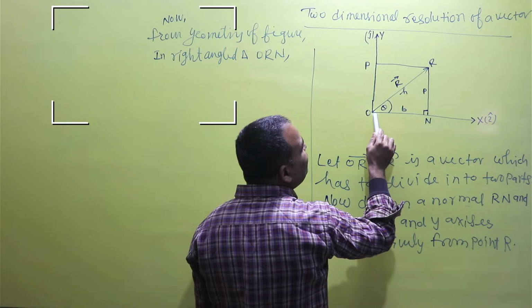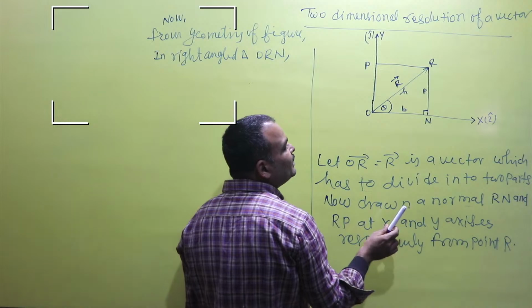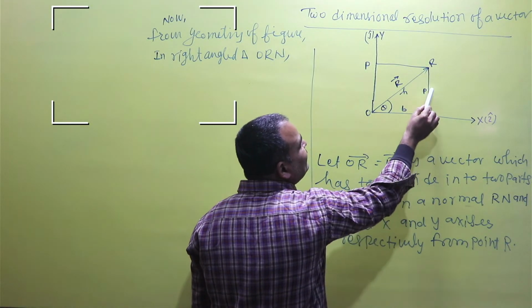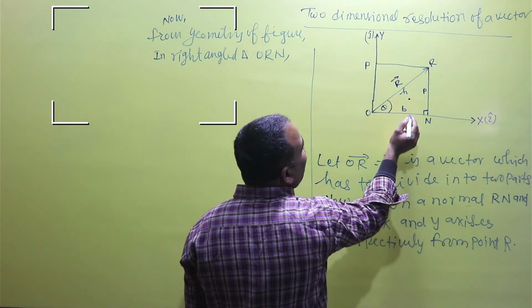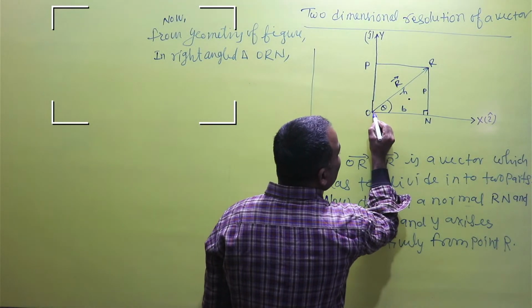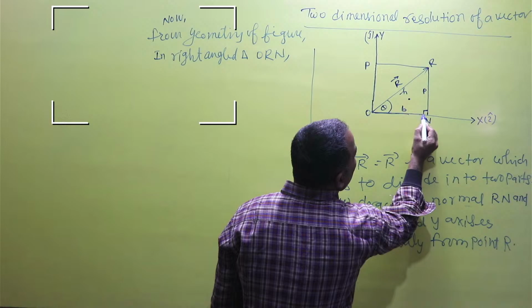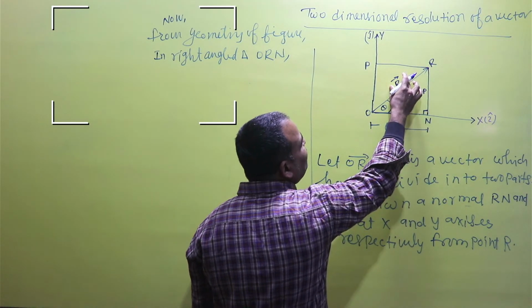So if we determine the value of ON, then it will be equal to PR, and if we evaluate the value of Rn, then it will be equal to PO. So now in the triangle, first of all, we want to find the value of the component of vector R along the x-axis, that is ON, which is called Rx. That means x component of vector R.